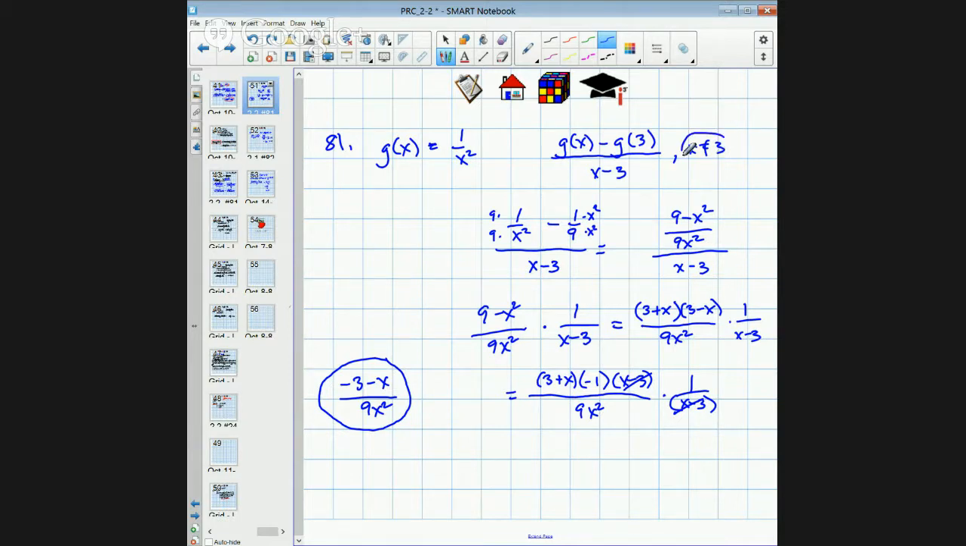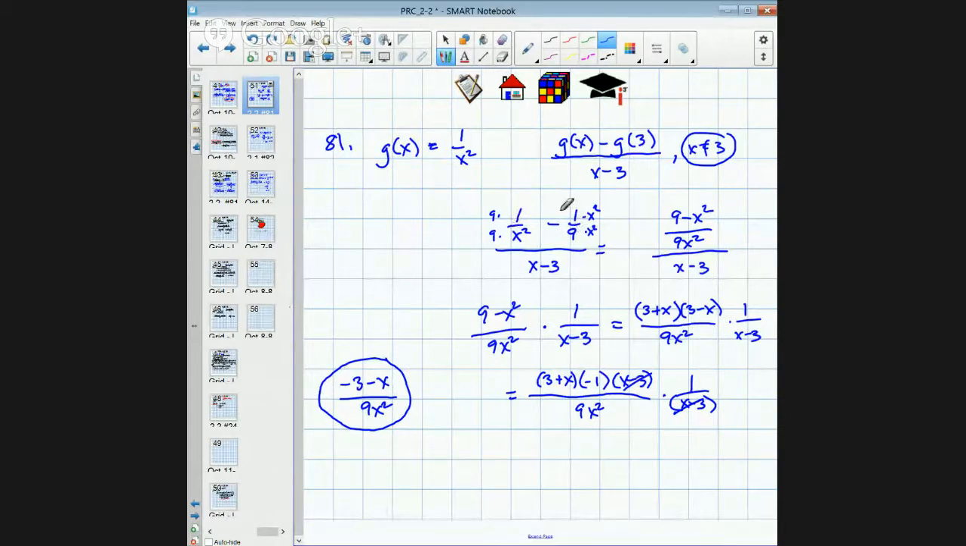You don't have to worry about this, they just told you this because that would create division by 0, so the problem is still legal. Okay, so what do we do? What's g of x? 1 over x squared. What's g of 3? 1 over 9. All over x minus 3.